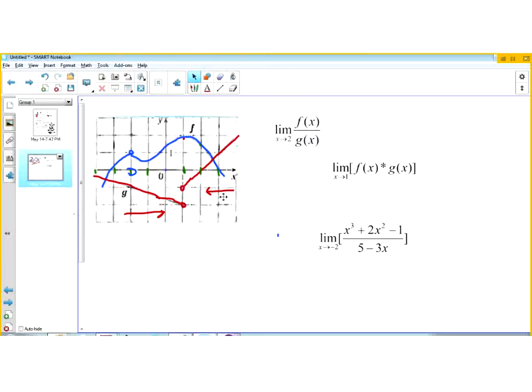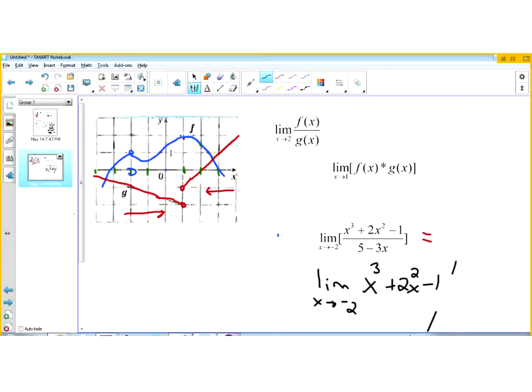Well, by the limit laws, we can take the limit operator and distribute it term by term. So this would equal the limit as x approaches negative 2 of the numerator, divided by the limit as x approaches negative 2 of the denominator. This is the quotient limit law.